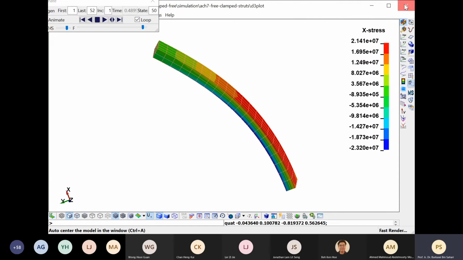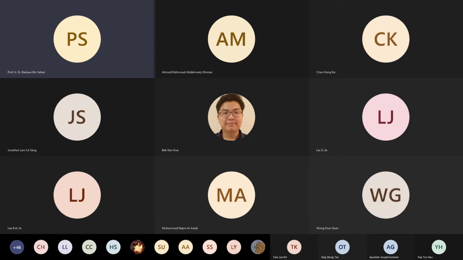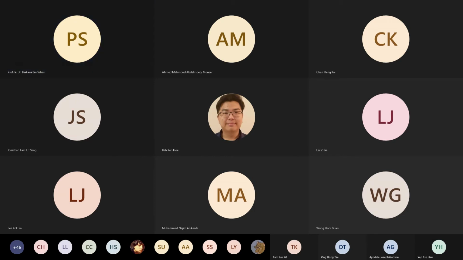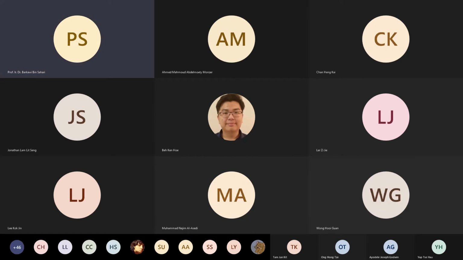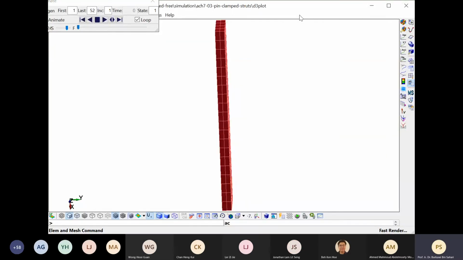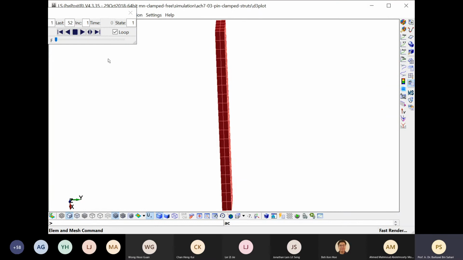Okay, now the last example is the other one. We have seen three. So which one is it? Pin and clamp. We have not seen pin and clamp. Right, so this is pin clamp. Just share again. Yeah, it's a bit inconvenient to share every time you change to new slides. Okay, now you see the screen now.